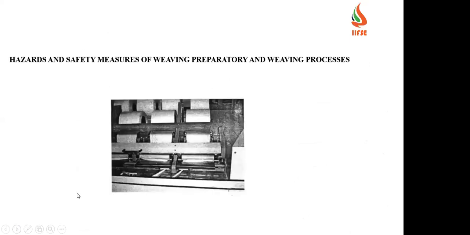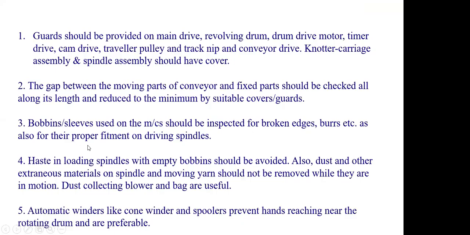Now we'll see what the different types of hazards and safety measures are for the weaving preparatory and weaving process. Hazards are nothing but the potential risk of people getting injured. There are different types of hazards present. Expectedly, guards should be provided on the main drive or revolving drums, where the drum drive motors or timber drive, cam drives or travel pulley, track neck conveyors drive, knotter carriage assembly and spindle assembly should be covered. So don't get confused or worried by this nomenclature.